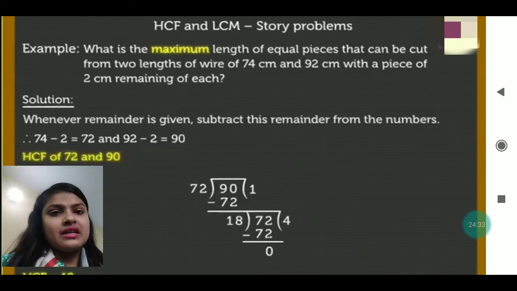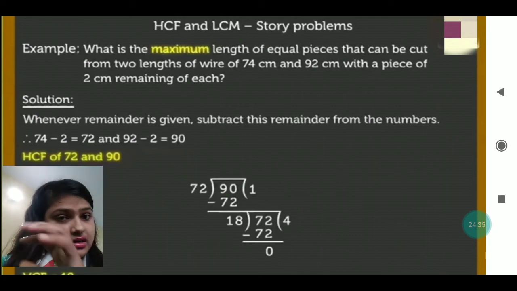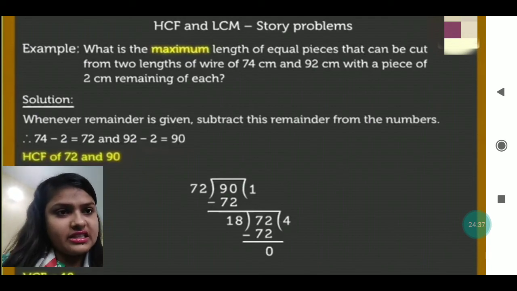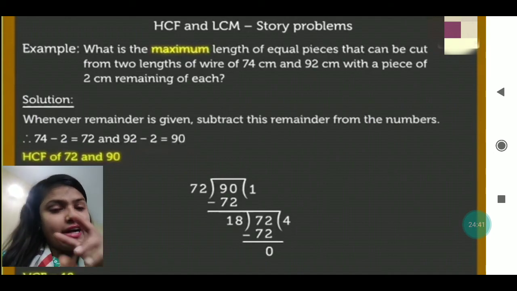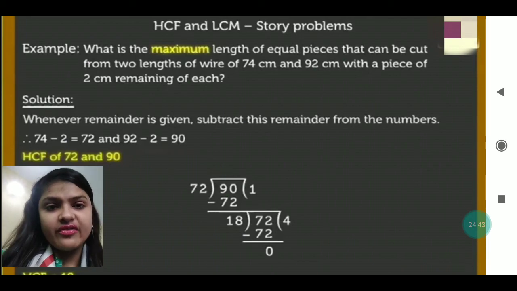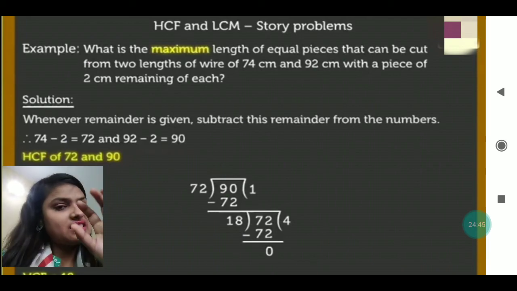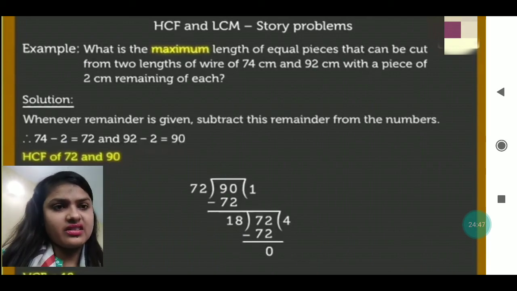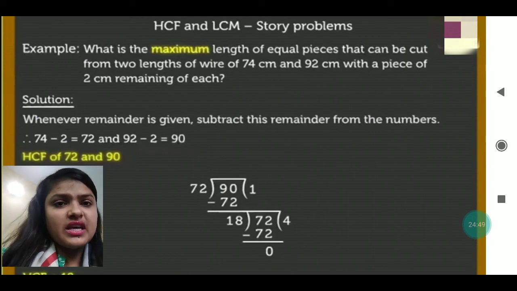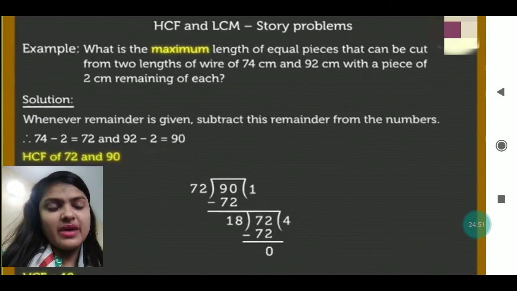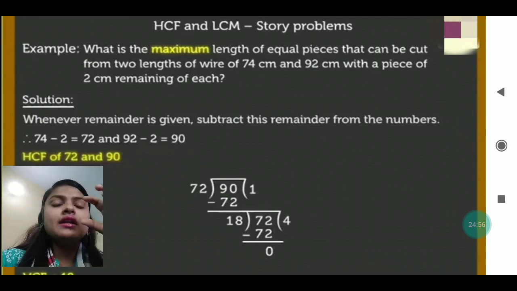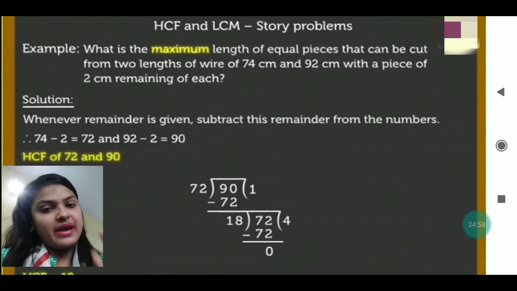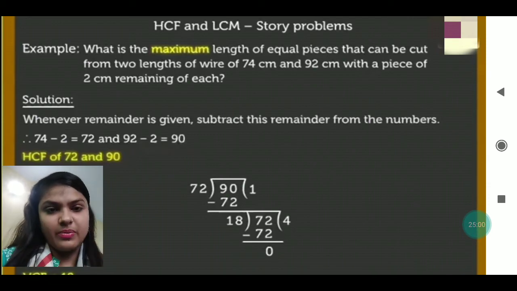It is saying that the length of pieces can be cut from the two lengths of wire. Two lengths of wire are given, one is 75 and one is 92, with a piece of 2 meter remaining. Remaining 2 means when you divide, 2 will remain also. It means it will not be completely divisible.